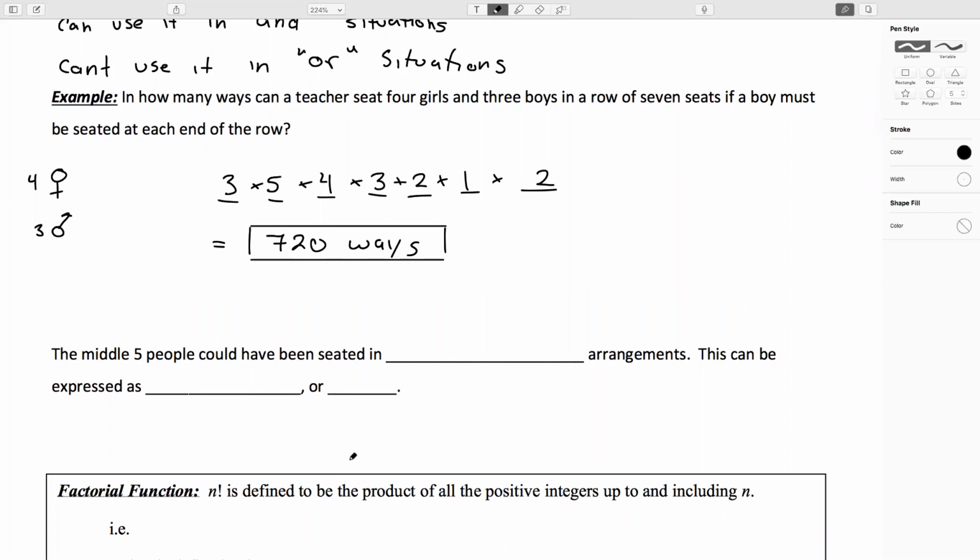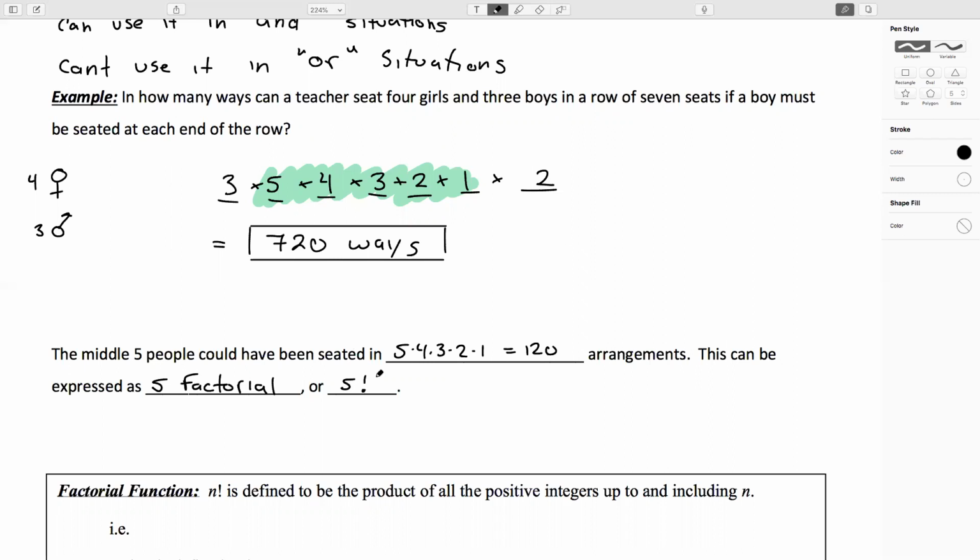So now let's look at the middle 5. The middle 5 people. So those were 5, 4, 3, 2, 1 right here. Could have been seated in 5 times 4 times 3 times 2 times 1, which is 120 different arrangements. This can be expressed as what's called 5 factorial, which is written with an exclamation mark.